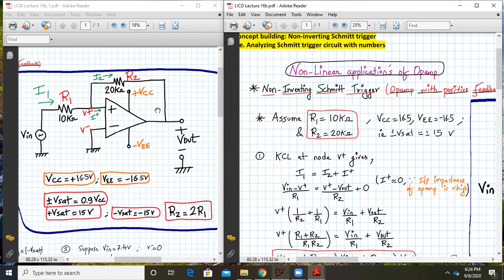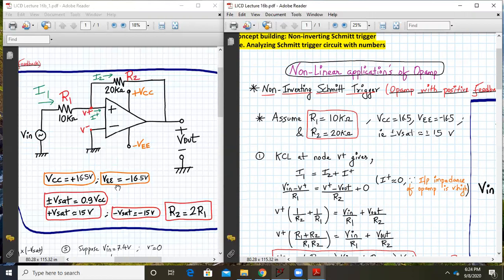Here the input is applied to the non-inverting terminal via resistor R1. Resistor R2 is connected in the feedback network, and we have output which is measured with respect to ground. The op-amp is powered with a plus or minus dual DC power supply. Here we are considering VCC and VEE to be plus or minus 16.5.